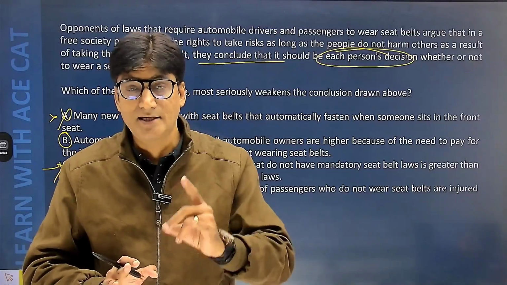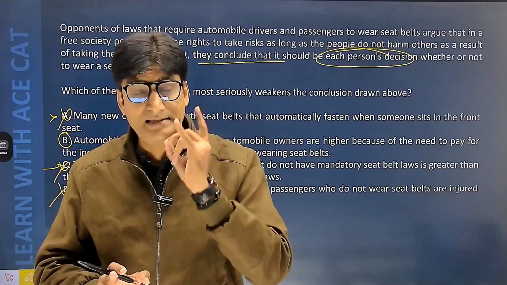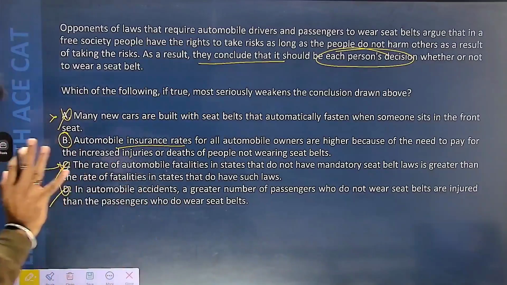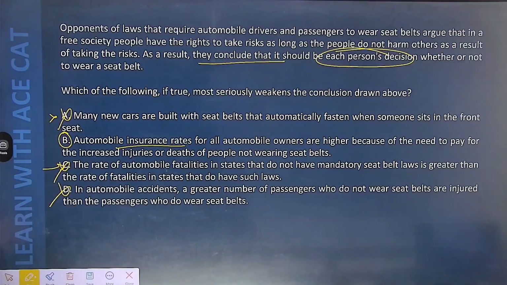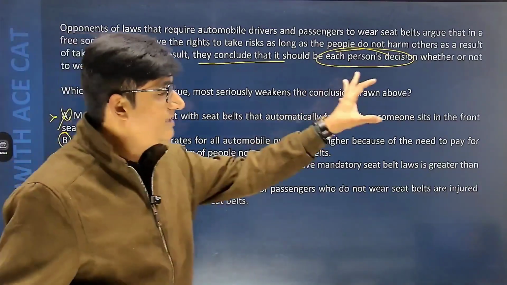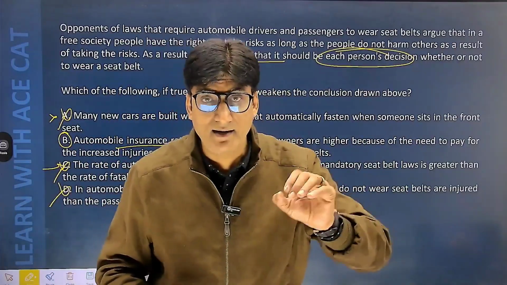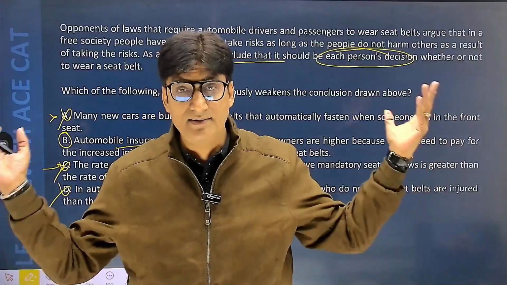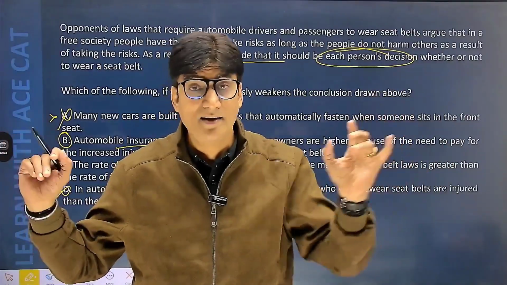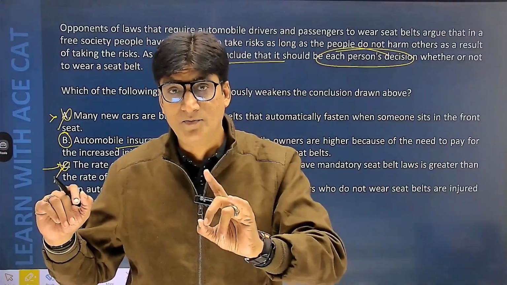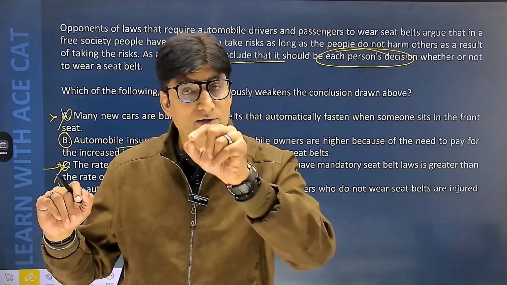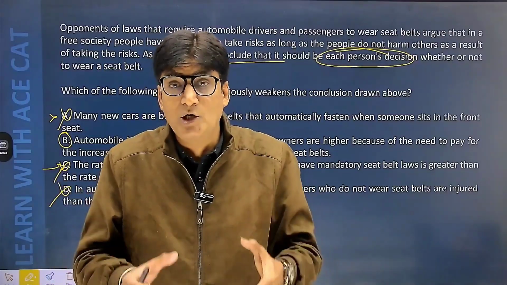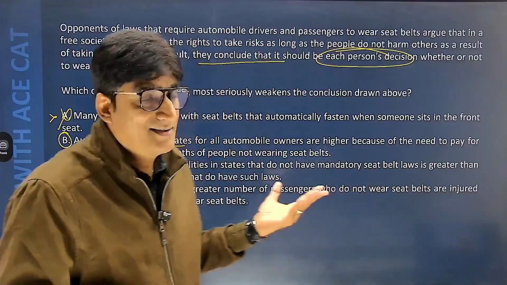The correct answer to this question is only one. That is the second option. Now students, I will tell you why. First of all, understand that this whole conclusion is based on one logic. We are not hurting others. So as far as we are not hurting others, we should have the right to take the risk. Okay? Now students, if I prove that by not wearing seat belts, you are actually hurting others, then this whole logic will shatter, understand?